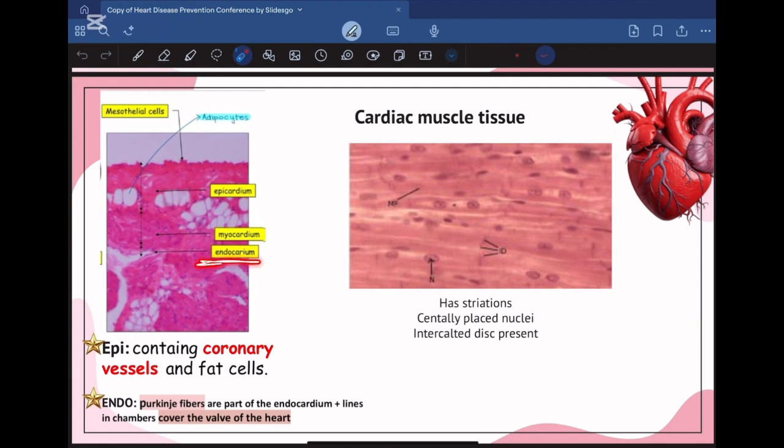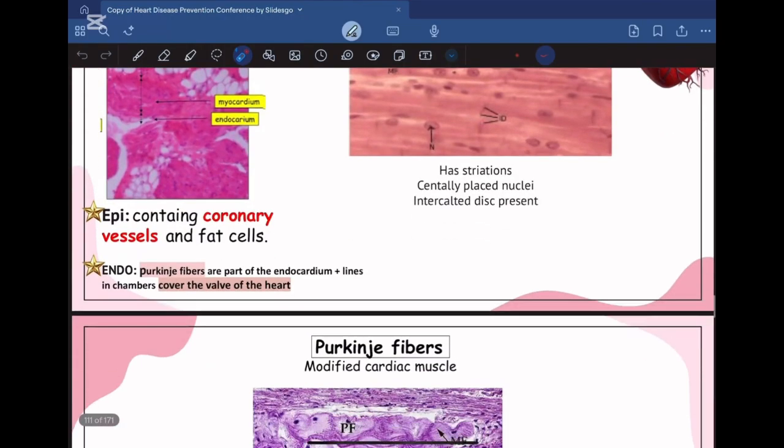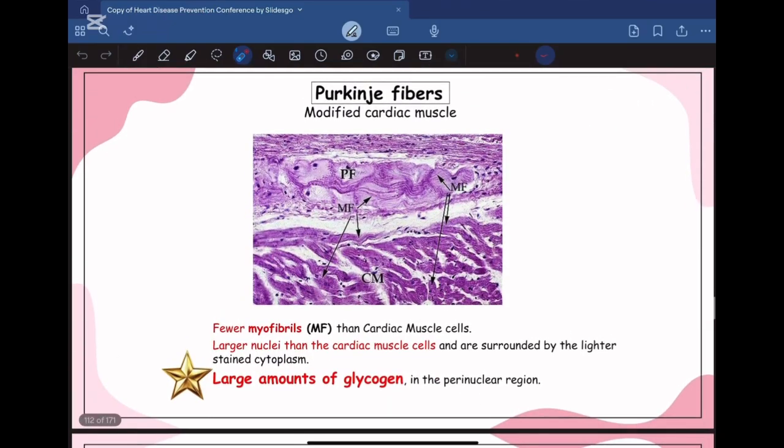As for the endocardium, it is very, very important to know that it lines the chambers and covers the valves of the heart. So it's very important to know that the endocardium will be continuous with the valves of the heart, plus Purkinje fibers will be present. What are Purkinje fibers? They are modified cardiac muscles. They are important for conduction, which is more related to physiology, but we need to focus on the histology point of view.